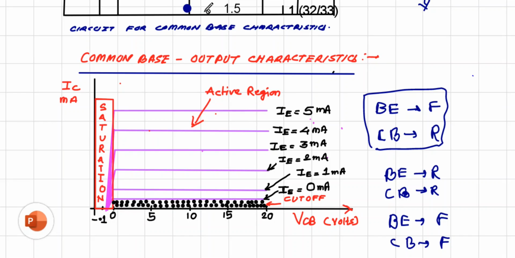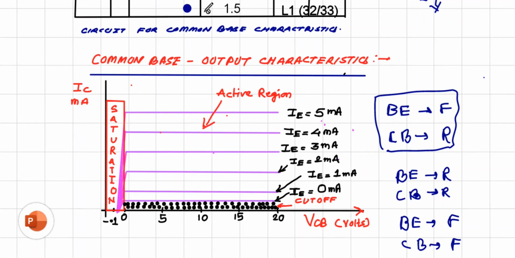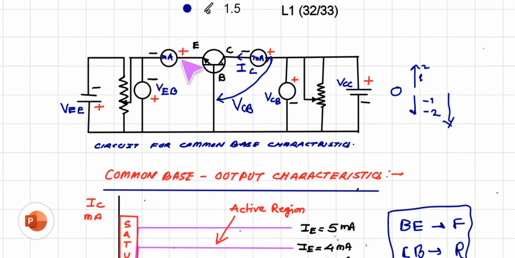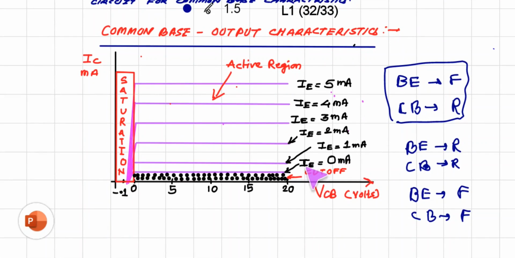So here IE is equal to 0. That means this current is 0. The current flowing through this, IE, is 0. IE is 0 means here we have connected VEB equal to 0. Now this is 0, and here we are increasing this voltage VCB, but we know that this junction is reverse bias, and so though IE is 0, we are increasing VCB.